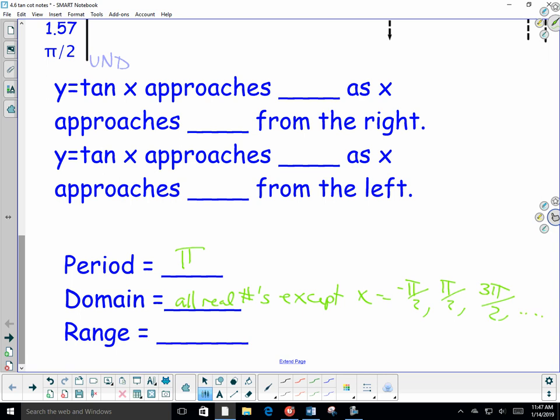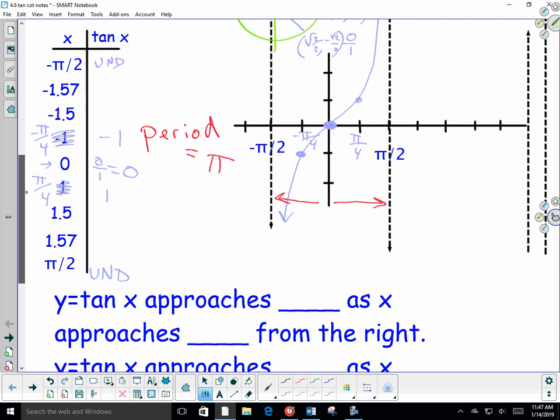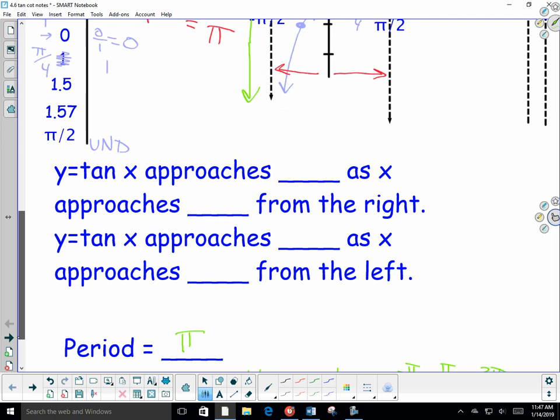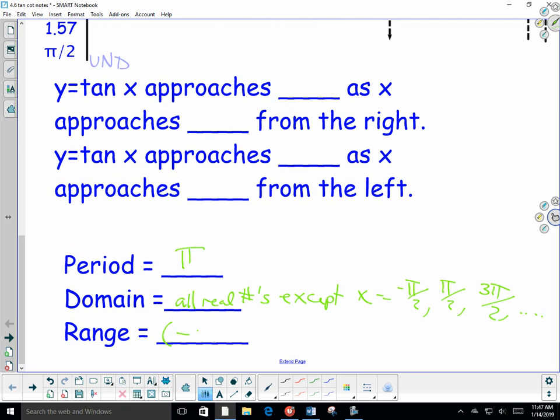In other words, the domain is going to be defined everywhere except where we have a vertical asymptote. And the range, let's look back at our graph. How far down does the graph go? How far up does the graph go? Sure looks like it goes from negative infinity to positive infinity. So that's what we'll say for the range: negative infinity to positive infinity.